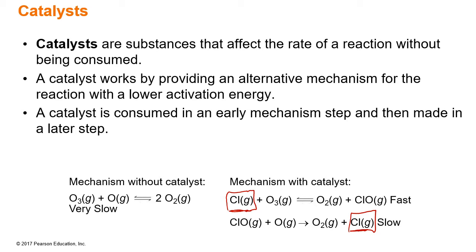So this particular example comes from chlorofluorocarbons depleting the ozone layer in our atmosphere. When chlorine is present, it produces oxygen instead of keeping the ozone that we need in the atmosphere to protect the Earth.